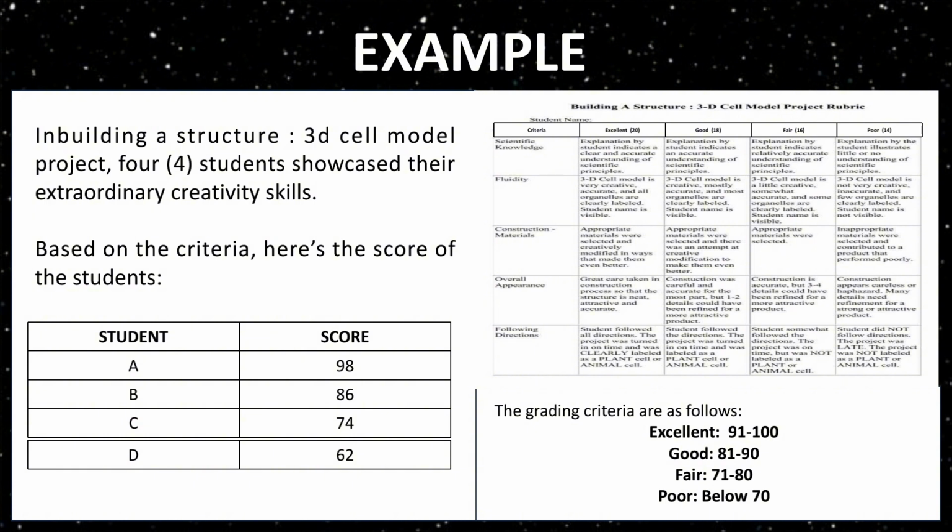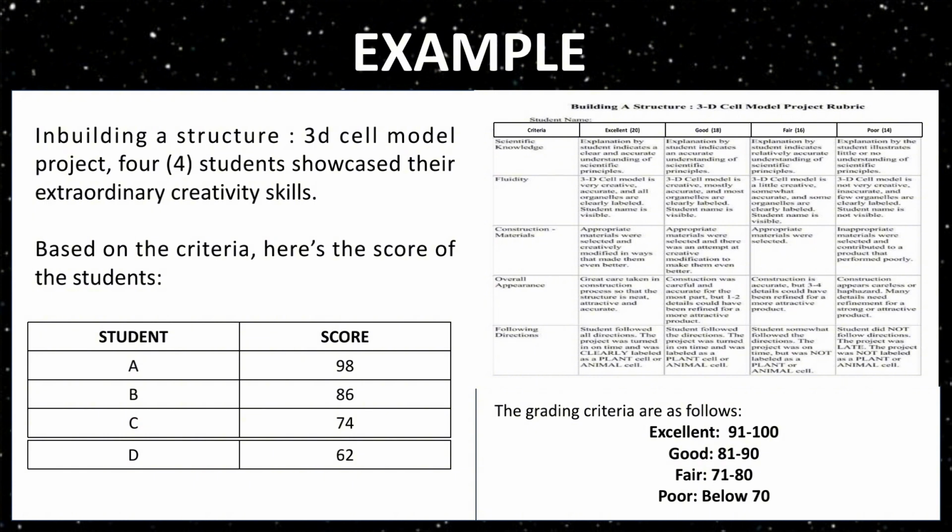So student A has demonstrated exceptional performance across all areas. Student A's scientific knowledge, fluidity, use of materials, appearance, and ability to follow instruction are all excellent. So we also have student B, score of 86. So student B has shown a strong understanding of scientific knowledge and has performed well in following instruction. However, there is room for improvement in terms of fluidity, materials used, and appearance. Focus on enhancing these areas to further enhance your overall performance.